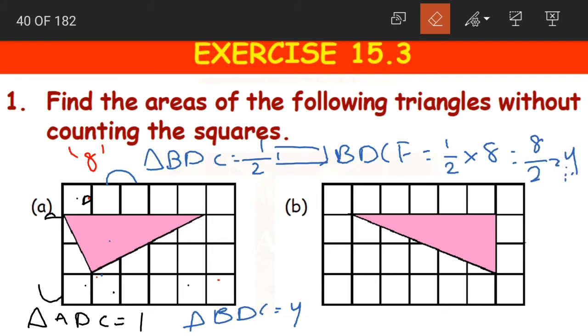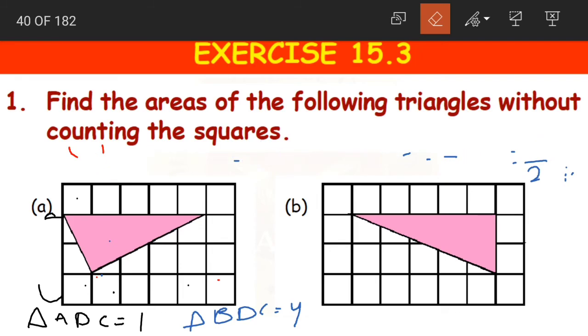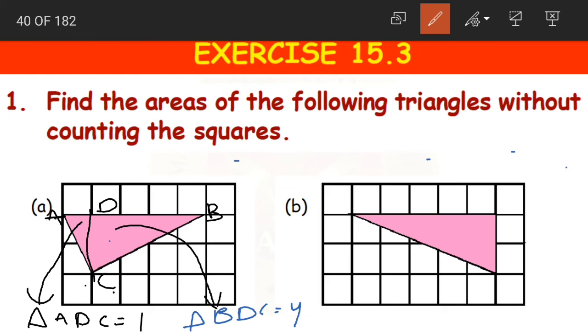Is this clear, children? What did we do? First, we divided the given triangle into two triangles. This was ABC at first. Now it has become two triangles. We now have the area of the first triangle, that is 1, and we also have the area of the second triangle, which is equal to 4.